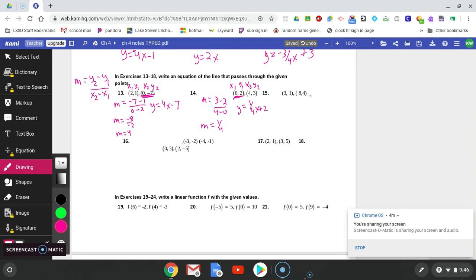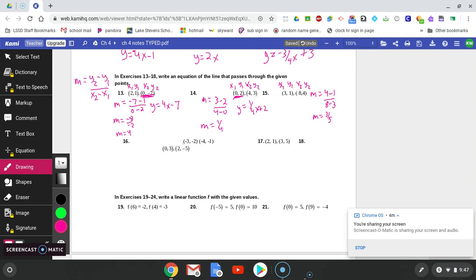Okay, on number 15, I have 3, 1, and 8, 4. So I'm going to find my slope first. So I'll label them as x1, y1, x2, y2. And then I use my formula. So 4 minus 1 over 8 minus 3, which means my slope is 3/5.